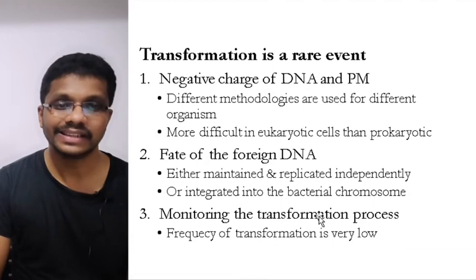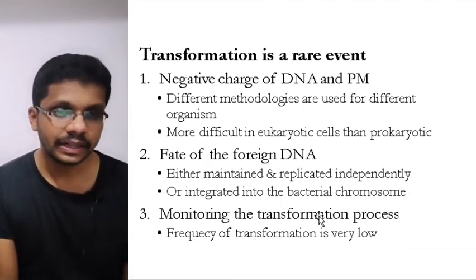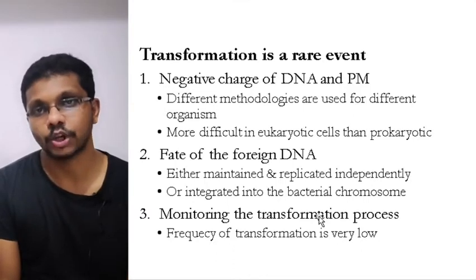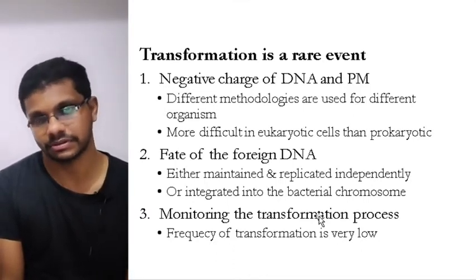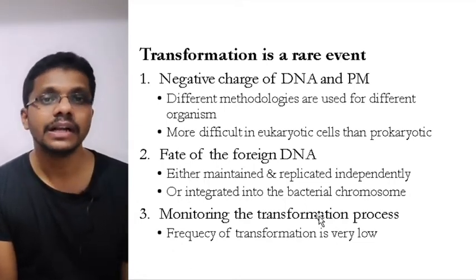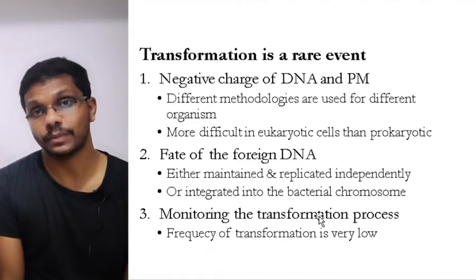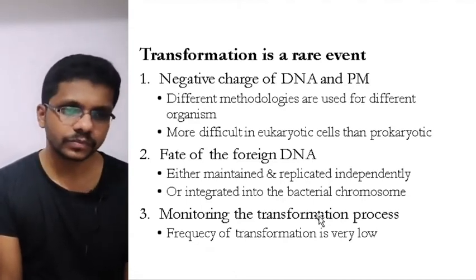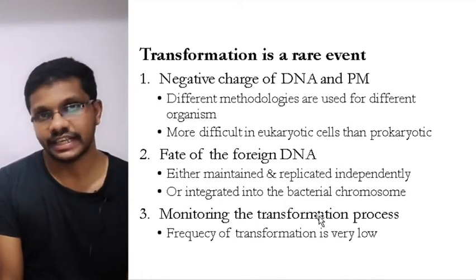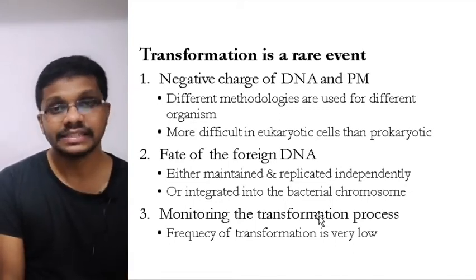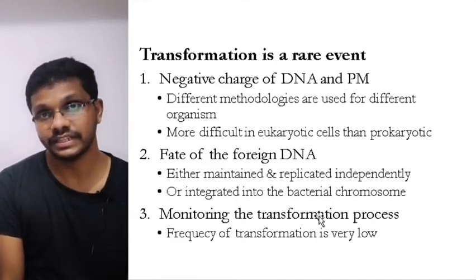So why is the transformation a rare event? Why is the efficiency too low? There are different reasons for a lower transformation efficiency when we are working with bacteria, eukaryotes, or plant cells, or whatever it may be. As the organism becomes higher, it will be more complicated to achieve the gene transfer. Why is it so? The first reason is the negative charge of the DNA and the plasma membrane. The DNA has a phosphate group, a ribose phosphate backbone.